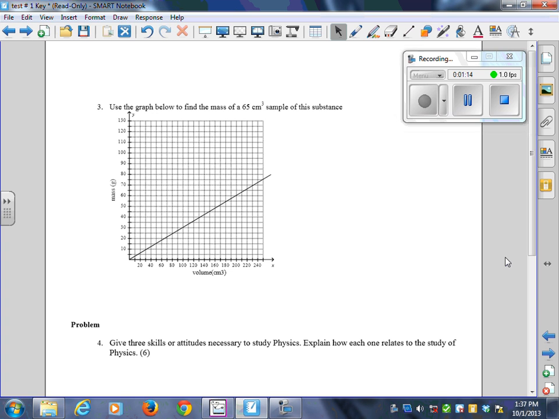This was a simple, can you read a graph and use it kind of thing. 65 cubic centimeters.